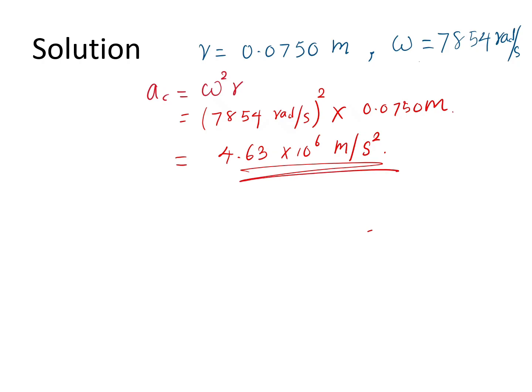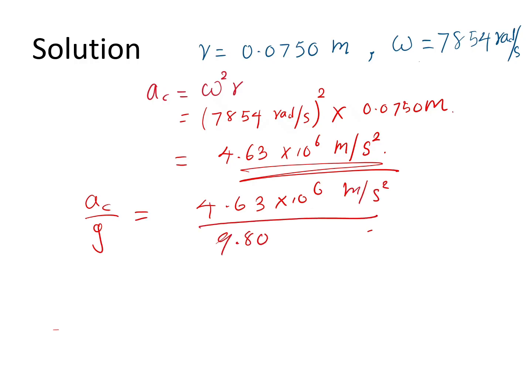This is an enormous acceleration. To compare it with gravity, we can divide this by g, which is 9.8 meters per second squared. The ratio between centripetal acceleration and g is 4.63 times 10 to the power 6 meters per second squared divided by 9.8 meters per second squared, which is approximately 4.72 times 10 to the power 5.